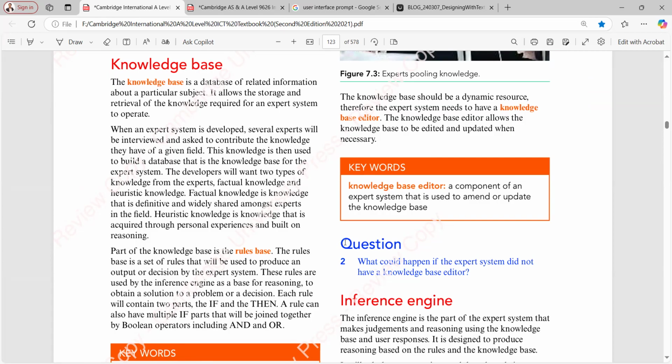And then the knowledge is of two types. The first type is the factual knowledge, that is definitive and widely shared among experts. And the second type is the heuristic knowledge. That means it is acquired through personal experience or reasoning. So based on these two types of knowledge, the database of the knowledge base is created, and then based on that database the rule base is created.